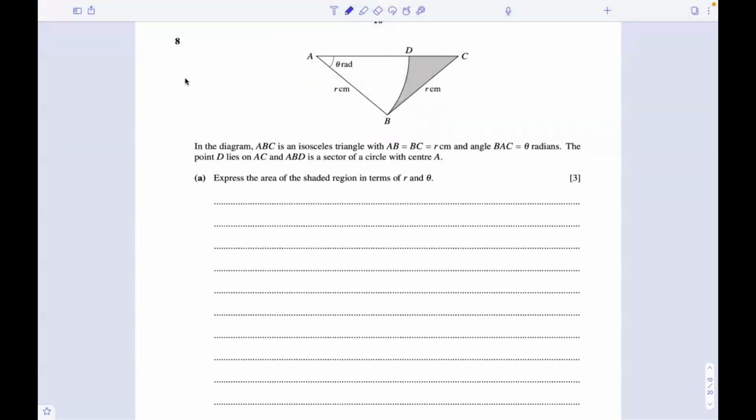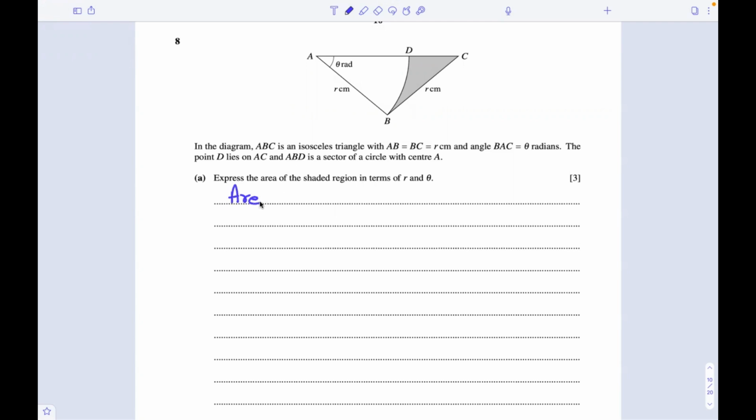In this question, we have a triangle ABC, which is an isosceles triangle, and we have a point D that lies on AC, and ABD is a sector. So we know that this is a question about circular measure. We have to express the area of the shaded region in terms of r and theta. So to find the area of the shaded region, first we find the area of the triangle and subtract the area of the sector ABD.